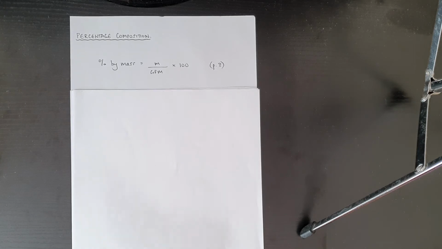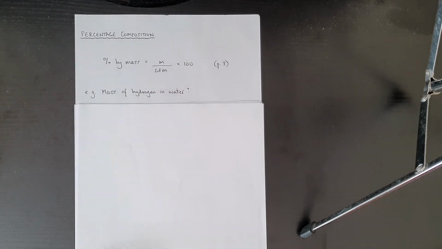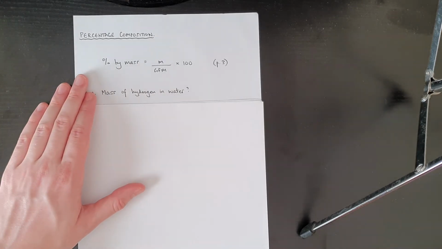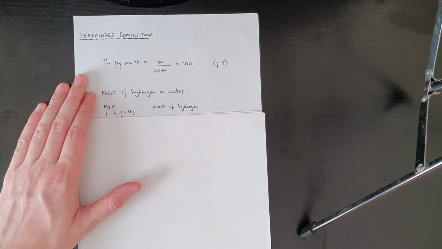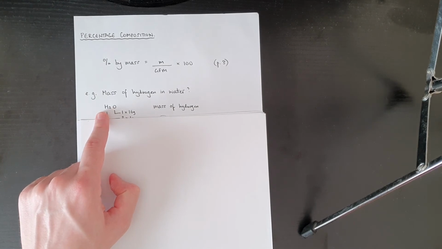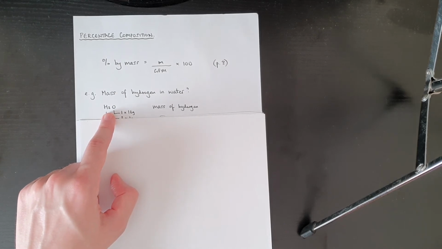So to have a look at a couple of examples, we could have a very simple case where we are interested in the mass of hydrogen in water. Water contains hydrogen and oxygen, but we want to know, by mass, how much of water is actually made up of hydrogen? What is the percentage of hydrogen out of all of the elements contained within water?